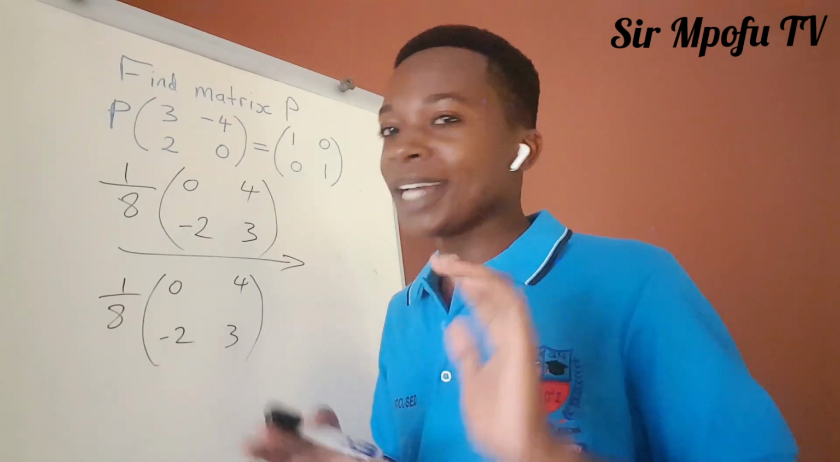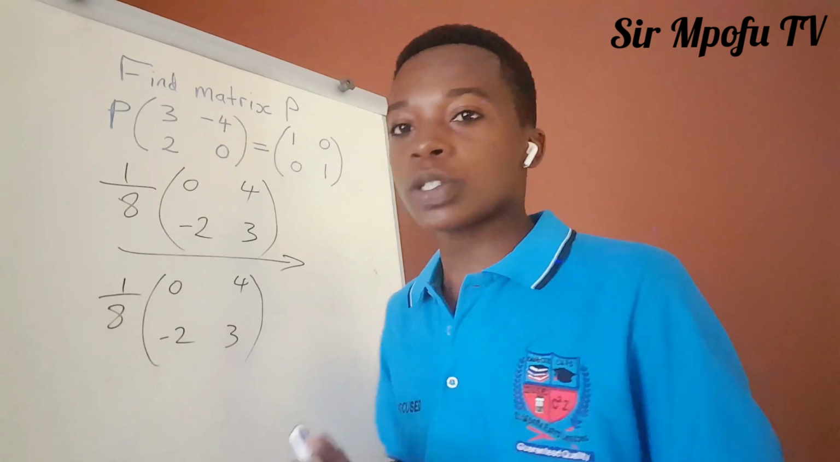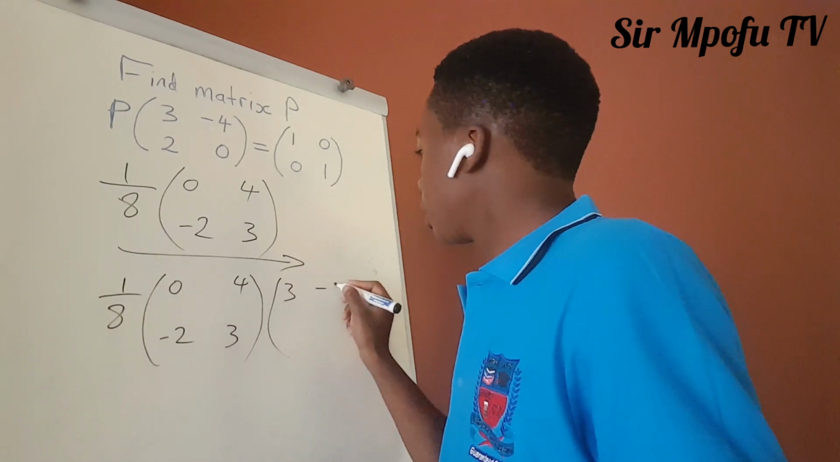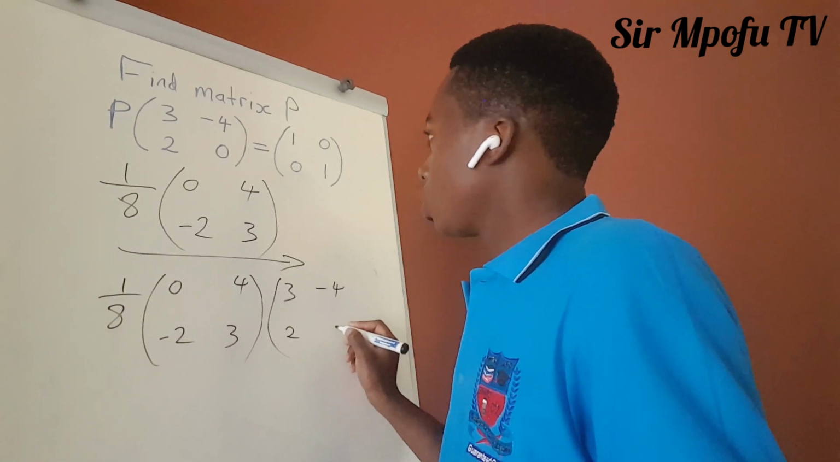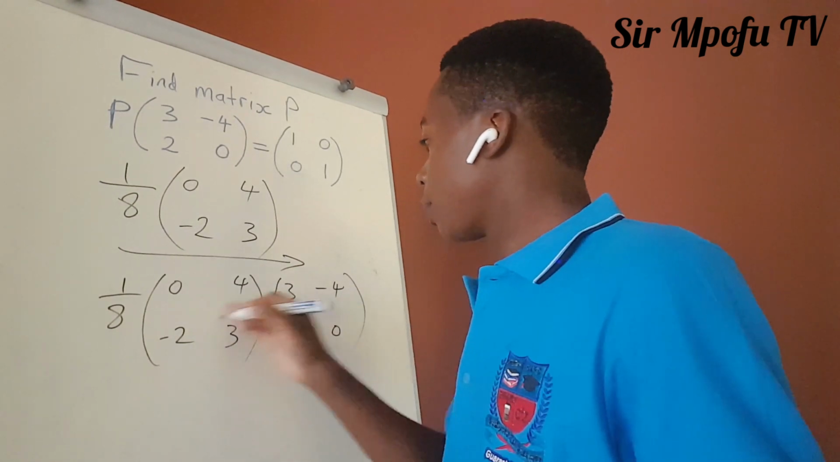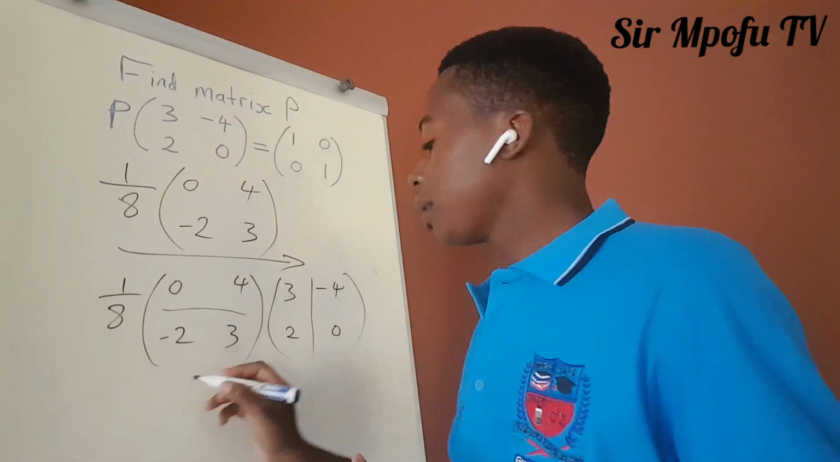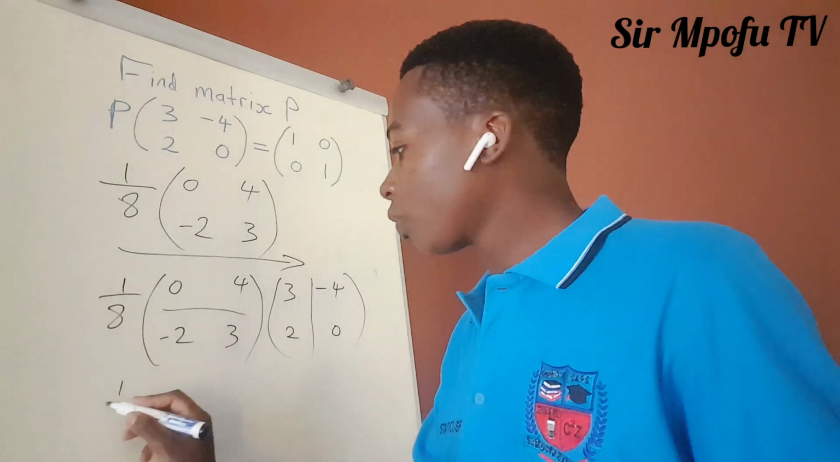If we don't get the identity matrix, I'm going to stop teaching from today. It means I'll be lying to people. But believe me, I don't lie to people. Mathematically, I always tell you the proper and right information. We are multiplying by 3, negative 4, 2, and 0. We can first start by multiplying by these ones, and 1 over 8 stays out.